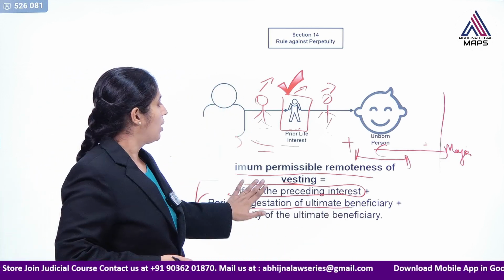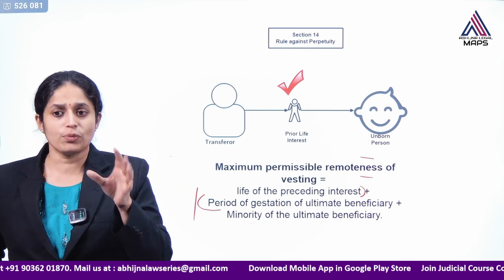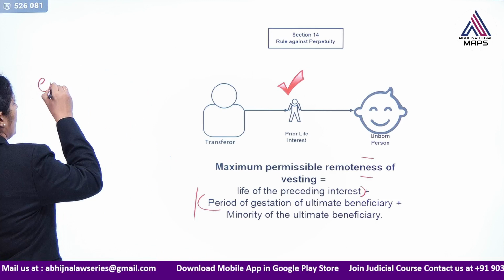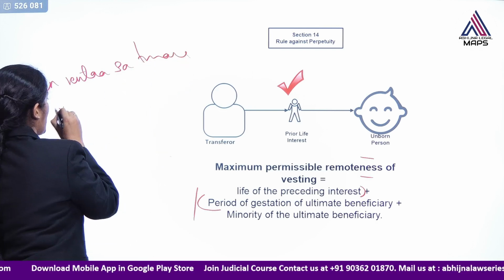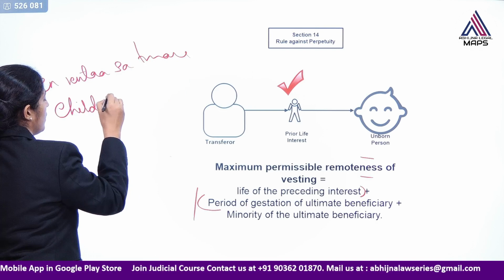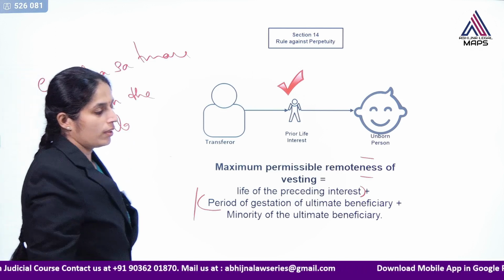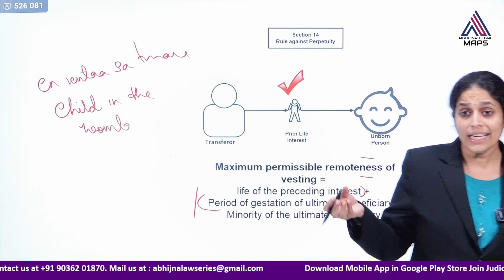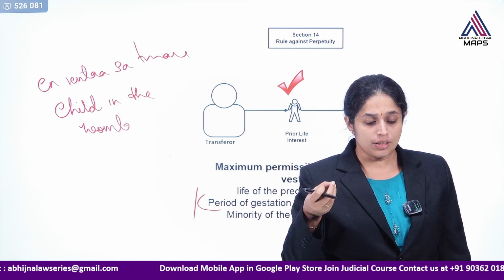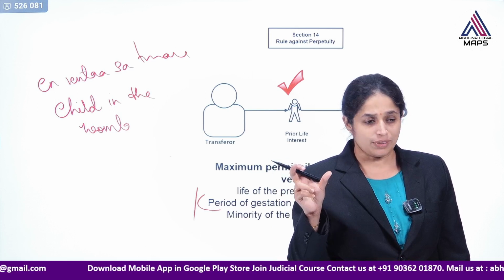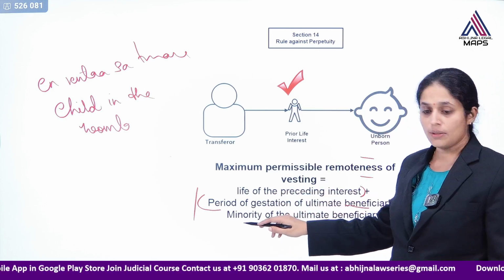So, what do you mean by that? Gestation means a child which is in the womb, you can call it en ventre sa mere, which means child in the womb. Okay. So, even the child in the womb can be said to be a child in existence. We can say that this is a child, even if it is in the womb, the gestation period of 9 months, that can be calculated as the person who has come into existence. Even that can be calculated for the vesting of the interest.